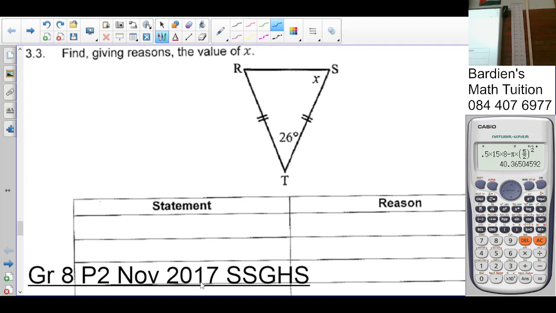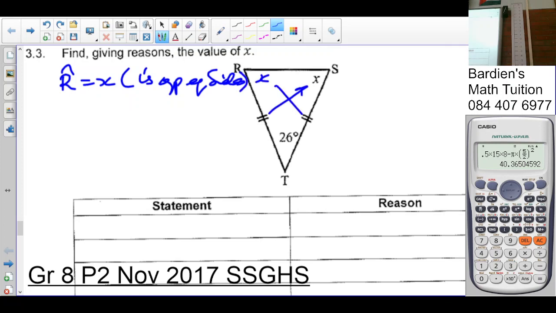Okay. Even here it says find, giving reasons, the value of x. So we can go with the sum of triangles here, not so, but we're shorting R. But what do we know about R? R is equal to x. Why? Angles opposite equal sides. There is x there.